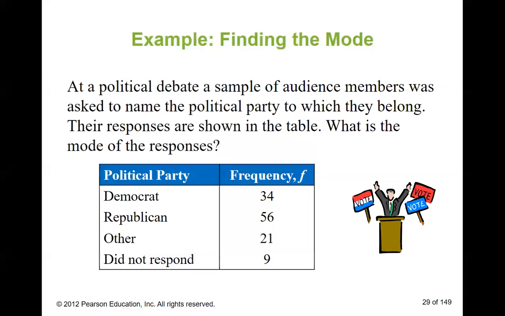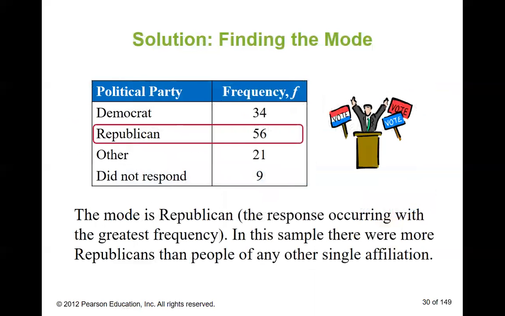Do y'all agree with him? Yeah. You know what? He is correct. Because a frequency tells you how many times you got that response. Which number is the largest? 56. And there was 56 people who said Republican. That was their answer, was either Republican, Democrat, other, or they just didn't respond. So the mode is going to be Republican.